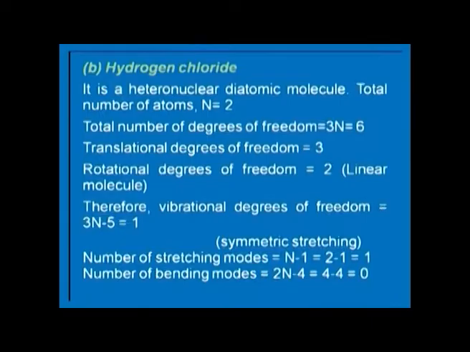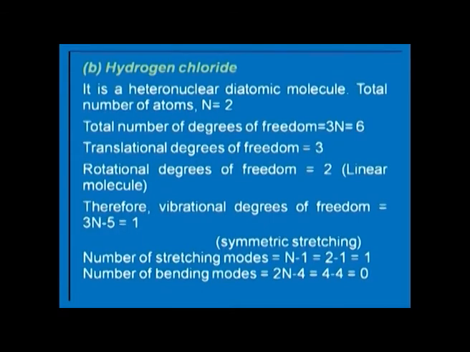For HCl, that is the hydrogen chloride molecule, it is a heteronuclear diatomic molecule with total number of atoms N equals 2. Total number of degrees of freedom is 3N equals 6. Translational degrees of freedom will be 3. Rotational degrees of freedom will be 2 because it's a linear molecule, and therefore vibrational degrees of freedom will be 3N minus 5 equals 1, again which is associated with the symmetric stretching.